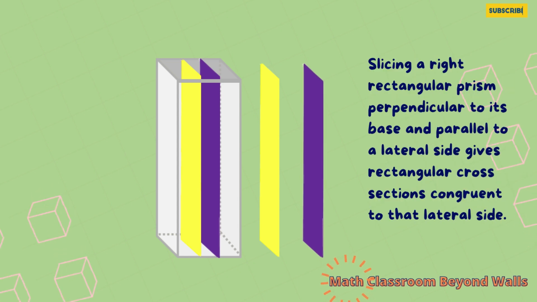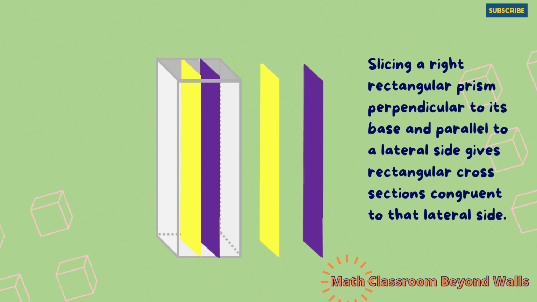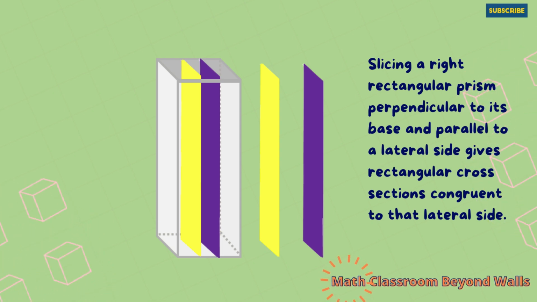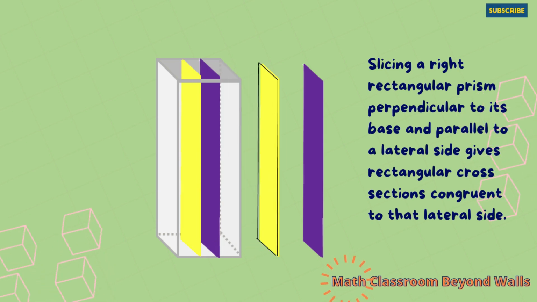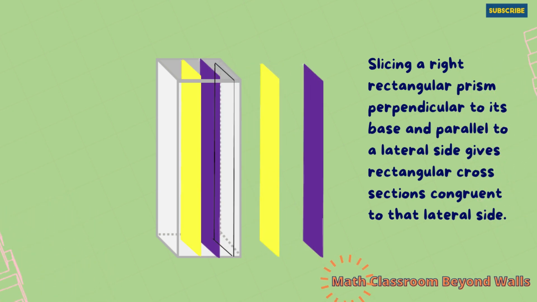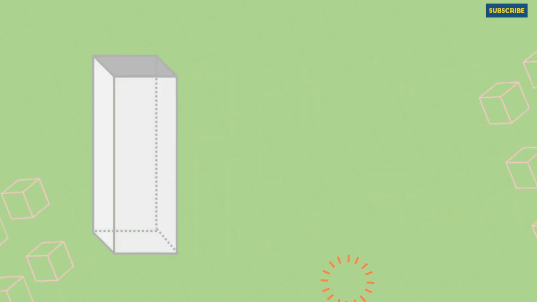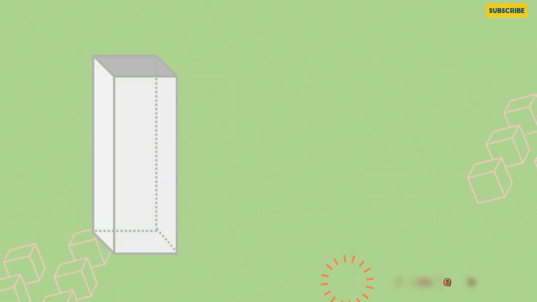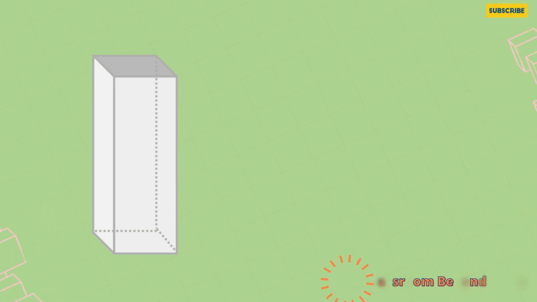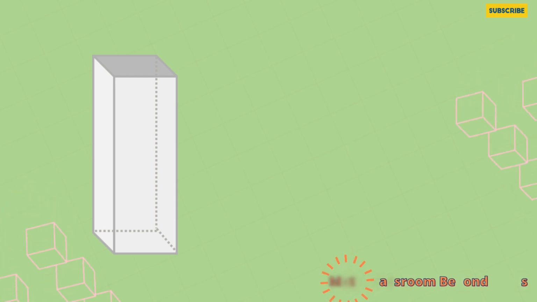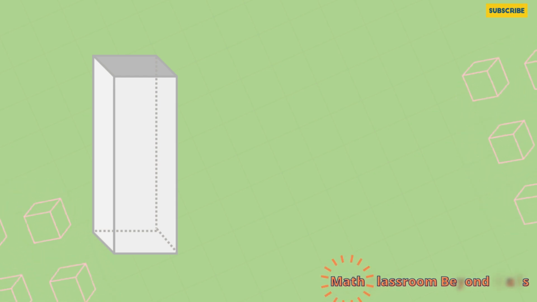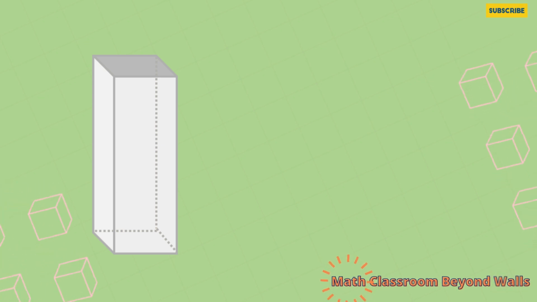Okay, so slicing a right rectangular prism perpendicular to its base but parallel to a lateral side gives rectangular cross-sections congruent to that lateral side. Did you see that, learners? What about if we slice it perpendicular to its base but not parallel to a lateral side? What shapes will the cross-sections be?